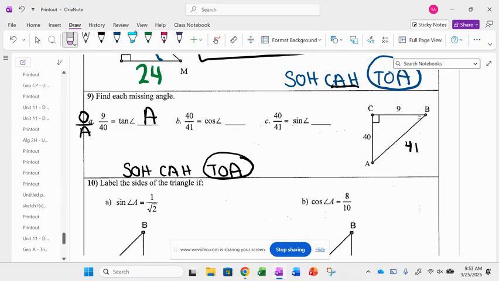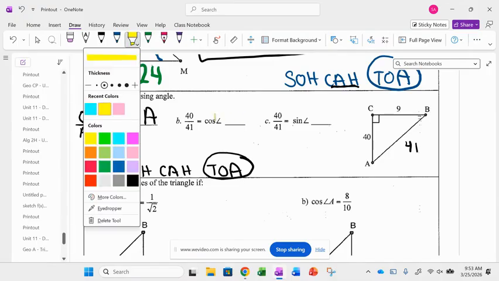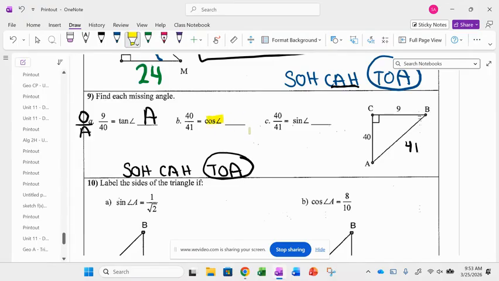Okay, so now for the next problem, they're saying the cosine of some angle is 40 over 41. Well, cosine is ka, which means the 40 needs to be adjacent and the 41 needs to be the hypotenuse. So I'm going to go to the 40 and I'm going to ask, okay, well, the 40 is now adjacent to which angle? A again. And then I double check, is 41 still the hypotenuse? Yeah, so then again, they're talking about angle A.